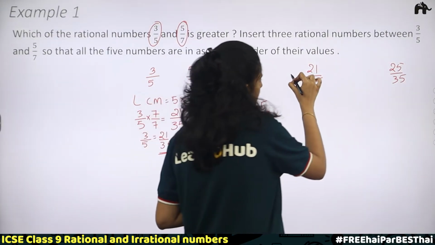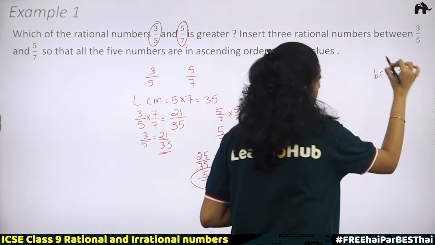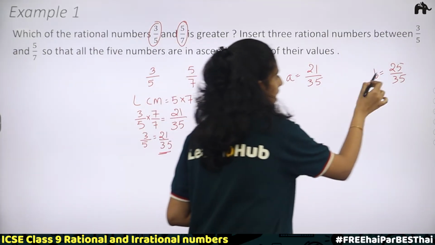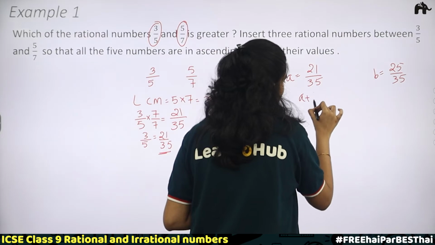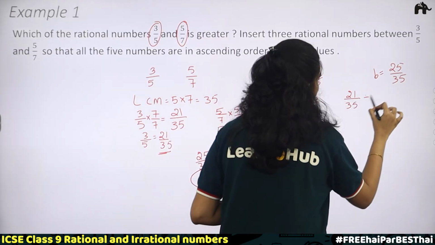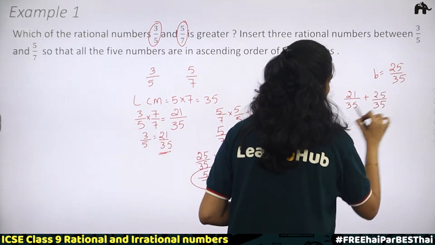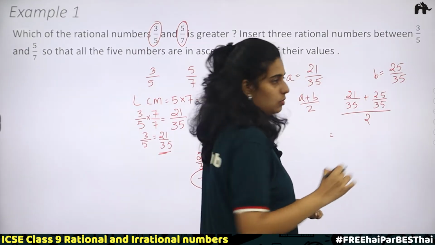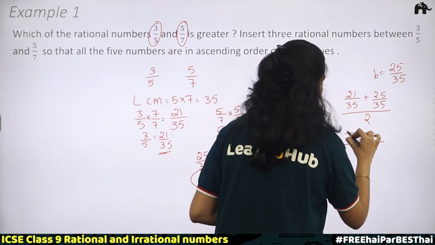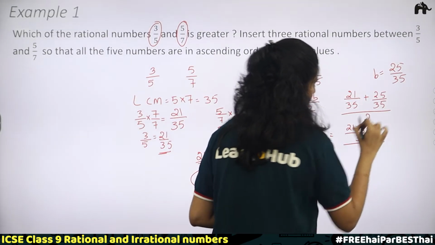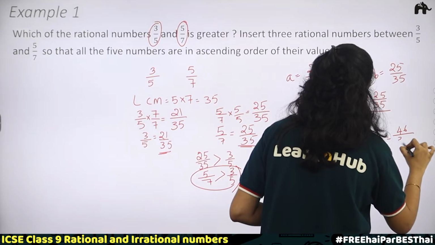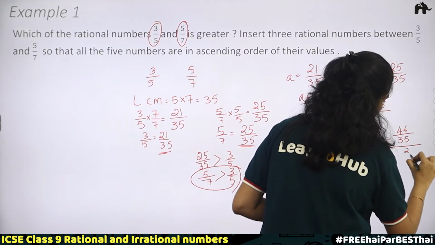Okay, before that, let us use the method. If we take this as A and this as B, then to get a rational number which lies between A and B, what can be done? You have to find A plus B divided by 2. Here 21 by 35 plus 25 by 35 whole divided by 2. Okay, 21 plus 25. What is 21 plus 25? You will be getting 46 by 35 divided by 2 by 1.